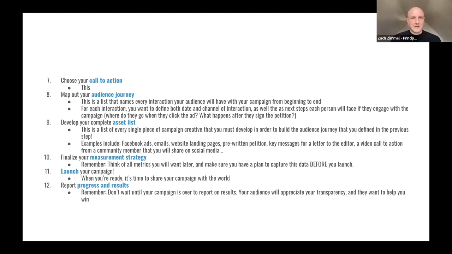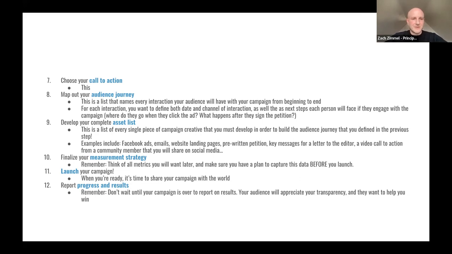Once you have all of those things defined, you can now map out your audience journey. Your audience journey is the list of every interaction your audience will have with your campaign from the beginning until the end. For each interaction, you want to define both the date and the channel, as well as the next steps the person will take if they engage with the campaign. So if they click on the ad, where do they go? What happens next? Map that whole journey out and then develop your asset list. Your asset list is a list of everything you need to create.